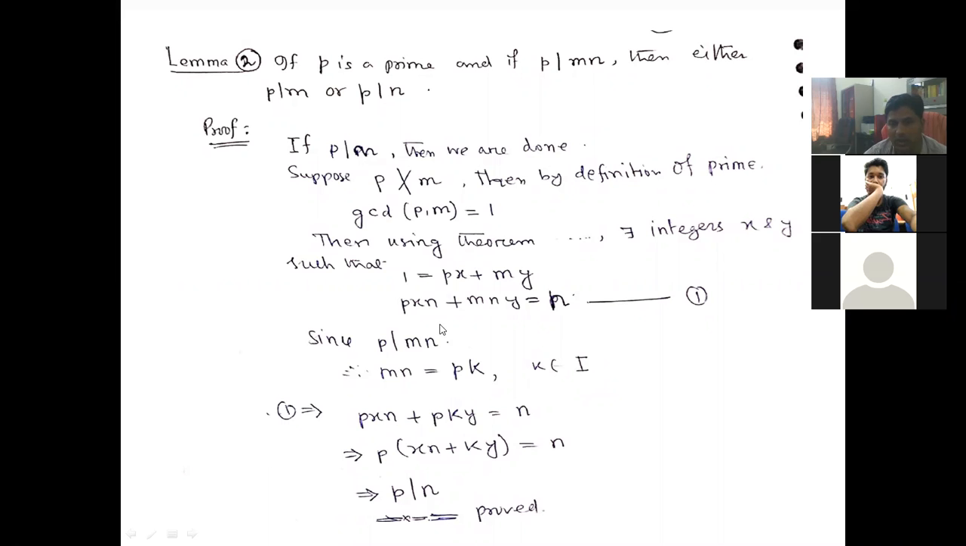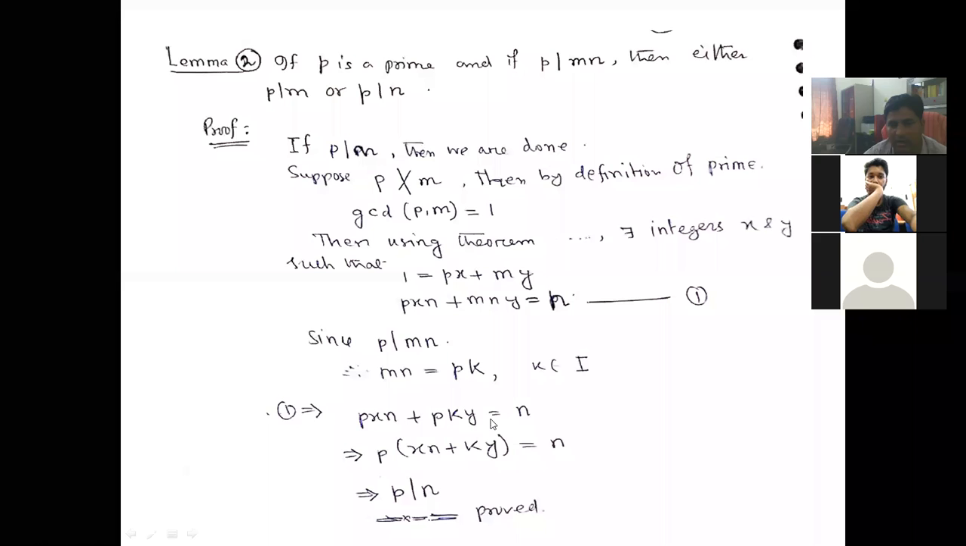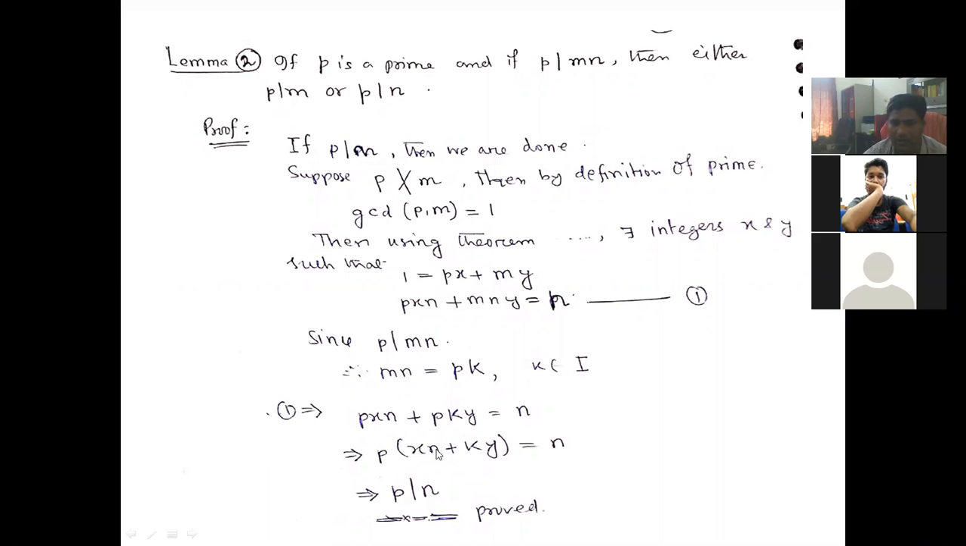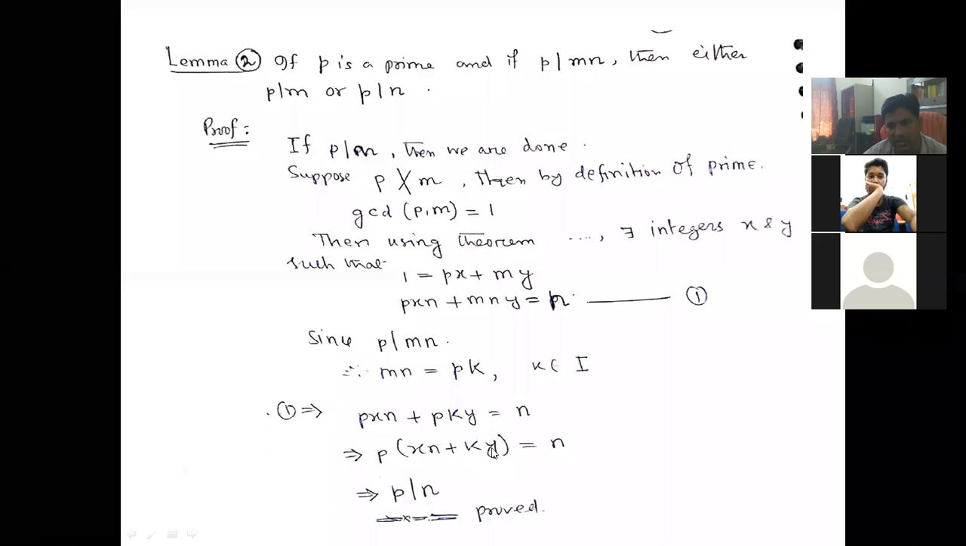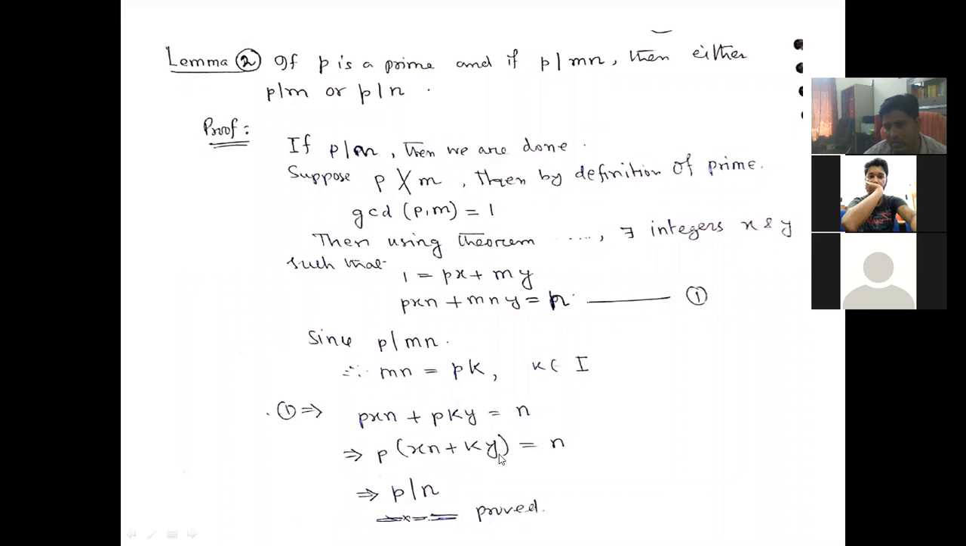Then replacing mn by pk, we get pxn plus pky equal to n. So p is common: p times (xn plus ky) equal to n. Here x, n, k, y are integers, so combining, this is an integer. So p into some integer equal to n. This implies p divides n, means p is a factor of n. So if p divides n, then we are done.